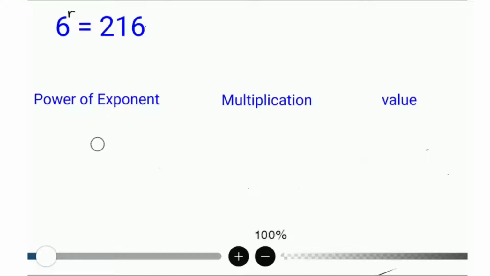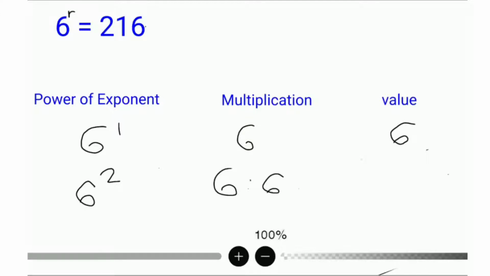If the exponent was 6 to the power of 1, then the multiplication would be 6, and the value would be 6. If the exponent was 6 to the power of 2, the multiplication would be 6 times 6, and the value would be 36.